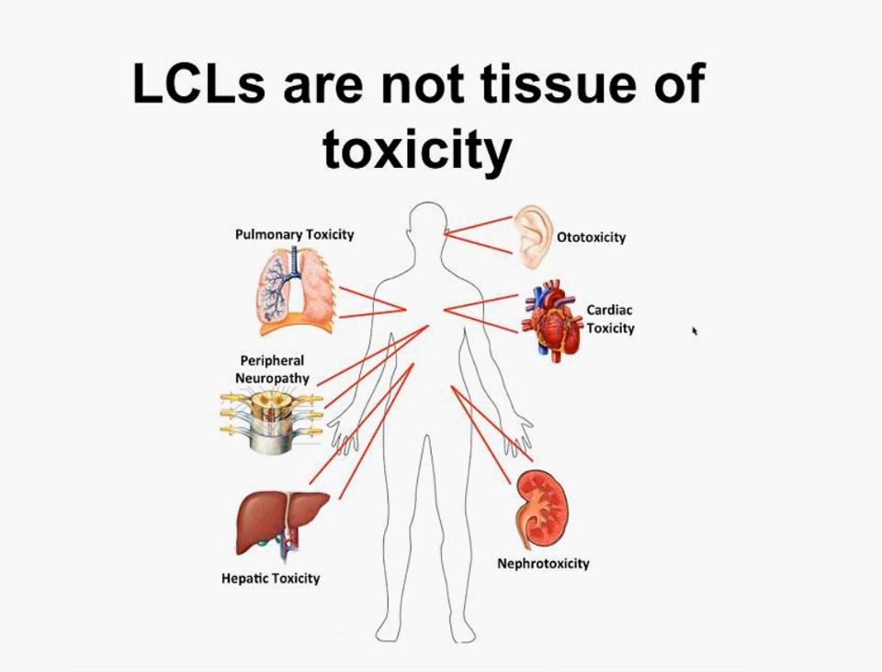But the number one criticism that we've received over the last decade is that lymphoblastoid cell lines do not represent the tissue of toxicity. And the most important toxicities that are associated with chemotherapy that we care a lot about include hearing loss, pulmonary toxicity, peripheral neuropathy, hepatic toxicity, nephrotoxicity, and cardiac toxicity. And these are the toxicities that really matter a lot to patients and affect their quality of life. And oftentimes when you have these serious toxicities, you get dose modification, which can then result in a poor outcome.